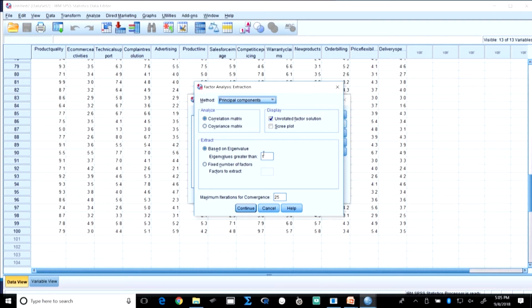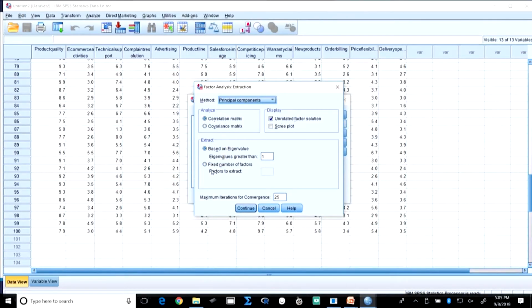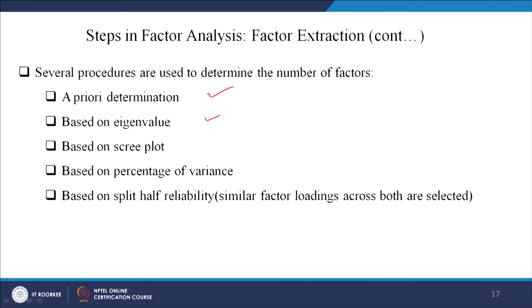Please understand, if the eigenvalue is less than 1, that means the variable is unable to explain even for itself. At minimum it should explain for itself, that means it should be at least 1. You can have another fixed number of factors also, based on your theoretical understanding, but at the moment we have used the default, the eigenvalue, which is greater than 1. Scree plot also you can use, graphically, based on percentage of variance.